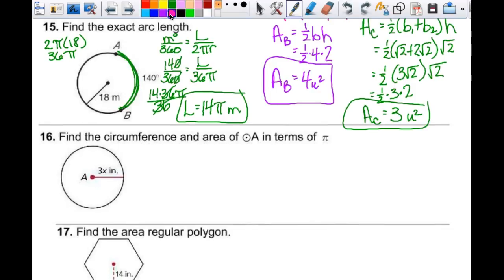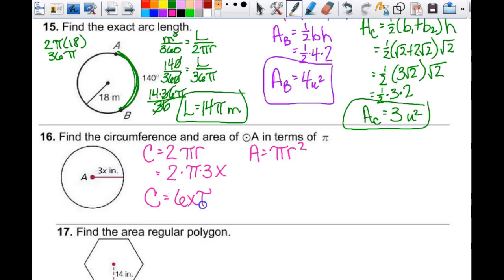All right, so I'm going to find the circumference and the area. So circumference is 2 pi r. Area is pi r squared. This is going to give me 2 times pi times the radius, which is 3x. I don't have enough information to actually figure out what x is, so my circumference is just 6x pi inches.